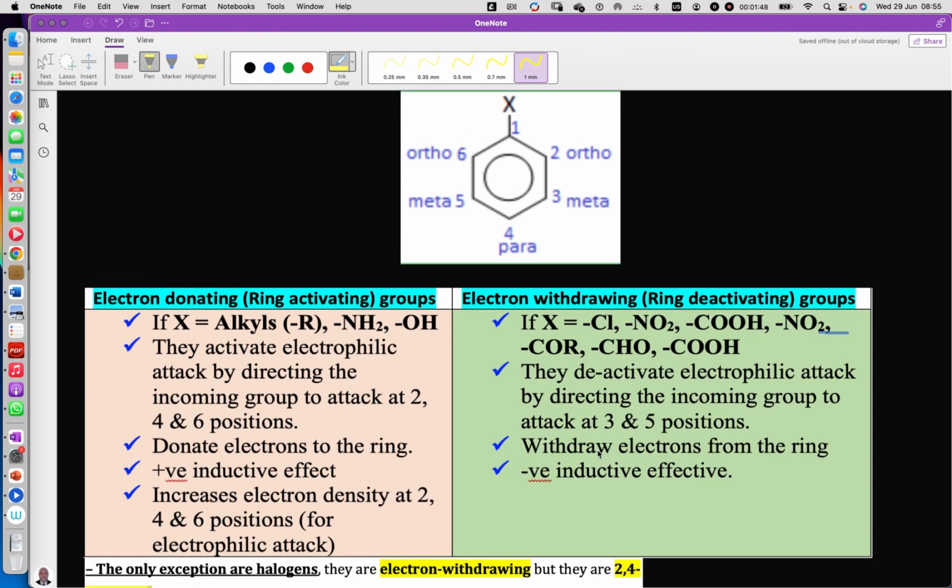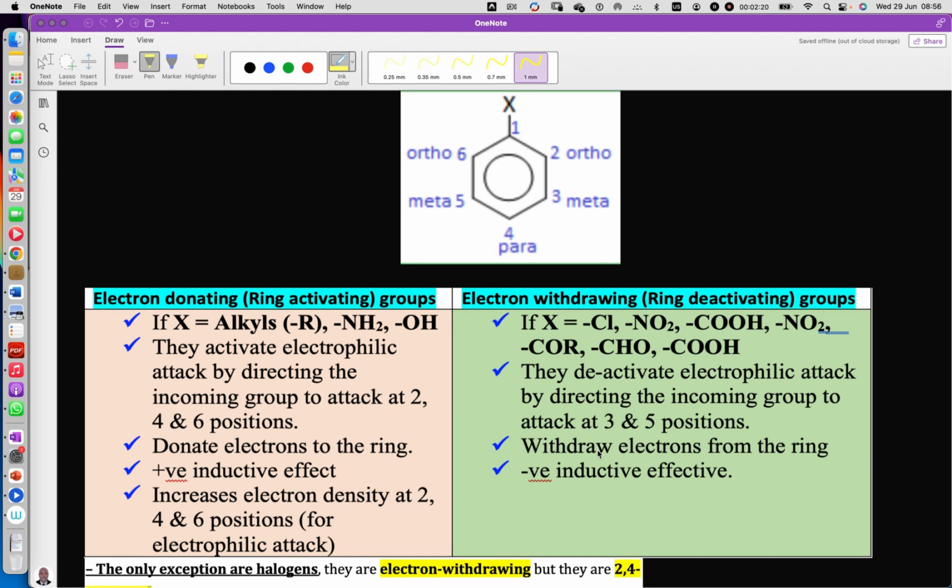The benzene ring has six positions. We have the 1st, 2nd, 3rd, 4th, 5th, and the 6th position. The second position is ortho. The third position is meta. The fourth position is para. The fifth position is meta. And the sixth position is ortho.